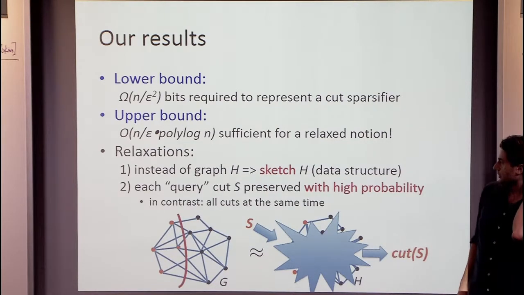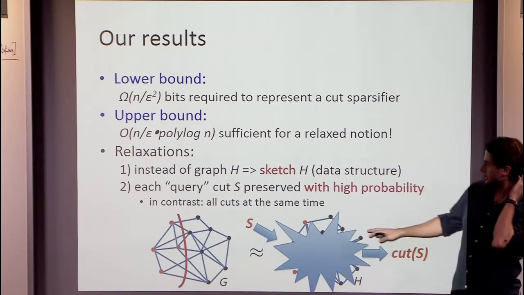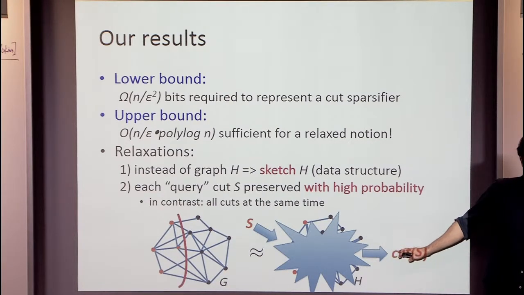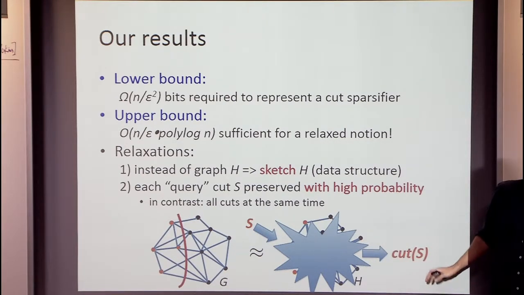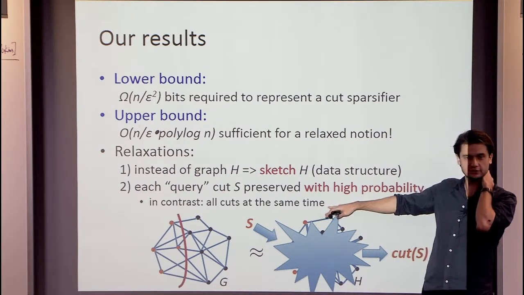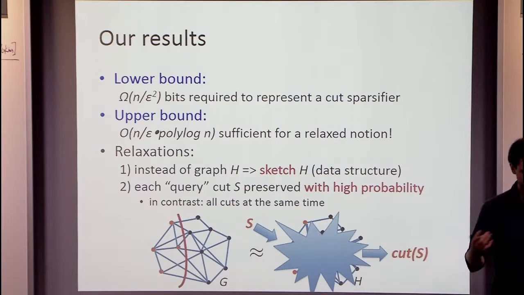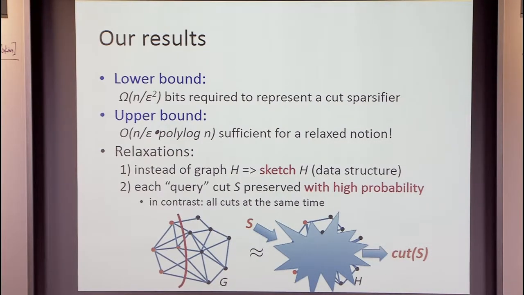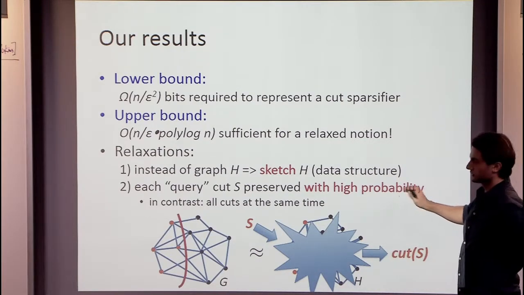Relaxation 2 is that for every cut S, think about this as a data structure which has high probability of success. So for each set S, the answer will have this guarantee with high probability, instead of all cuts at the same time, right? For a graph, you don't think about this kind of randomized guarantee. So for those who know the difference between for each versus for all, let's say in compressed sensing, this is exactly this difference. This is a for-each guarantee.